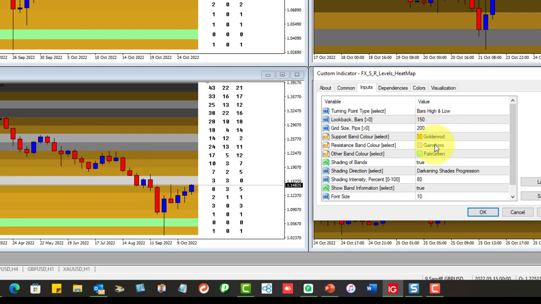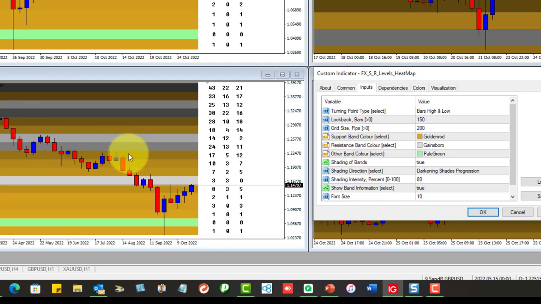Then I've chosen those colors for support, the brown, as I've said, the resistance color, I've put the gray, and then the neutral one. Now, neutral is where the price just rushes through that zone. You also need to know those zones. Very important, the price just rushes through them. There's no support or resistance there, and I've made that pale green. The shading of the bands.